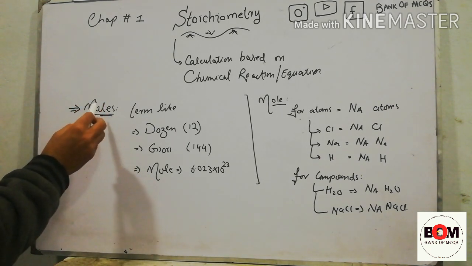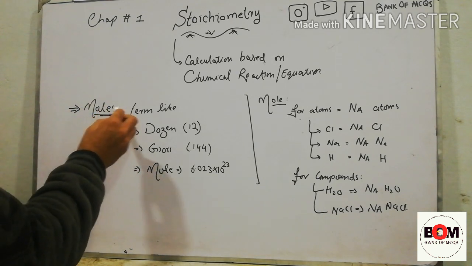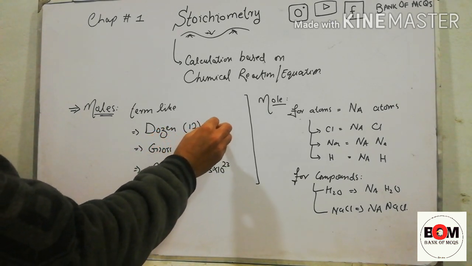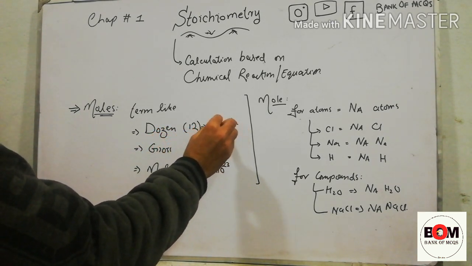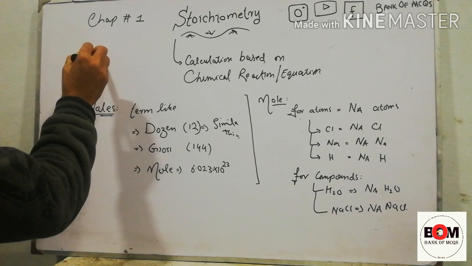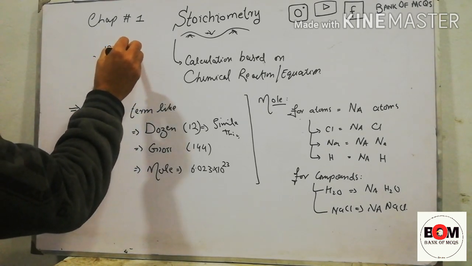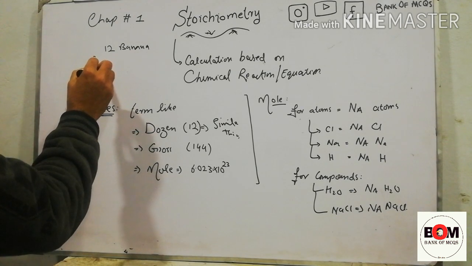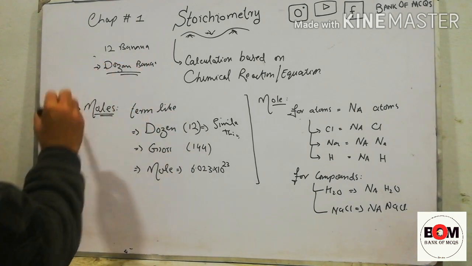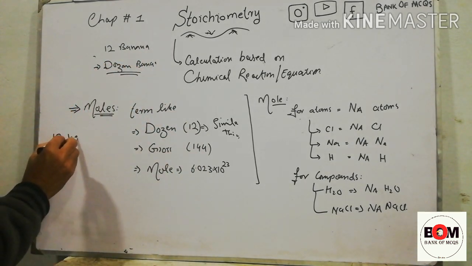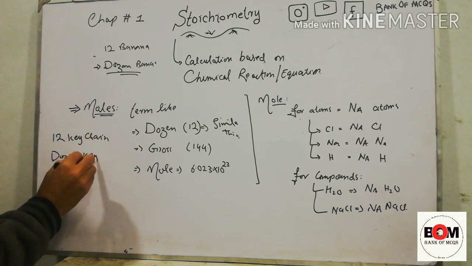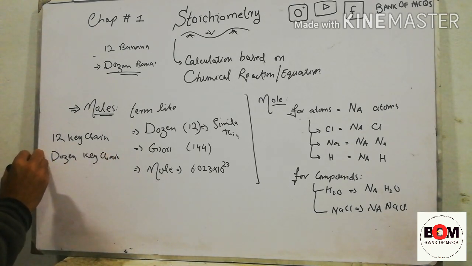Before we go to mole, mole is just like a term like dozen. In normal life, we know that dozen is used for 12 similar things. For example, if we have 12 bananas, we say we have one dozen bananas. If we have 12 keychains, we call it a dozen keychains instead of 12 keychains.